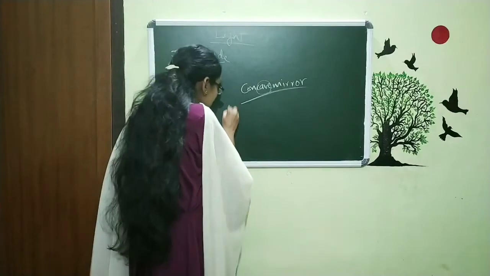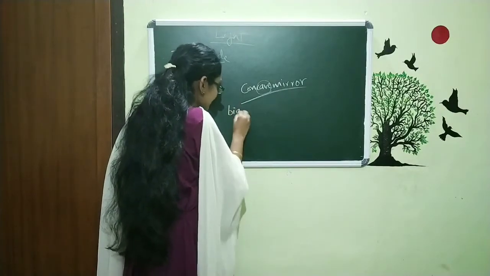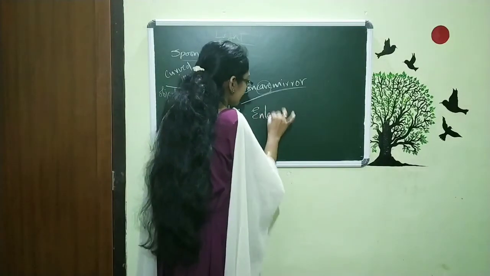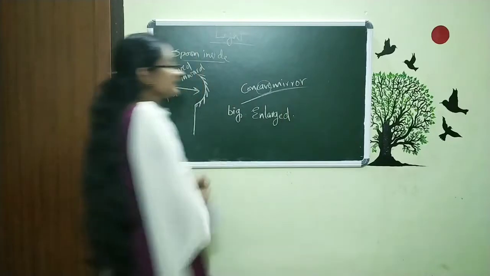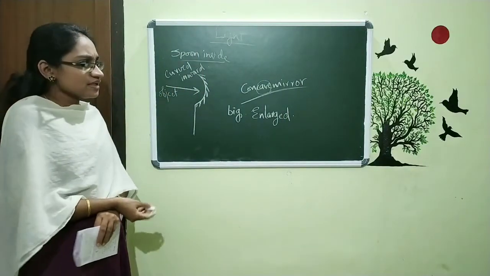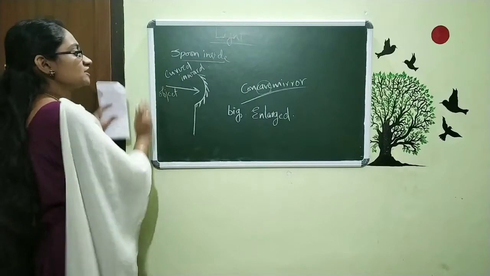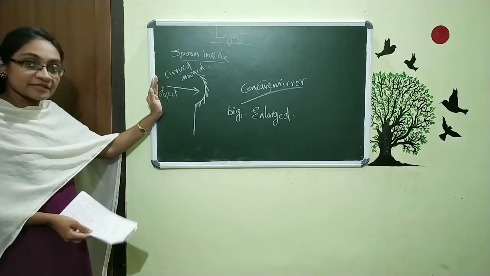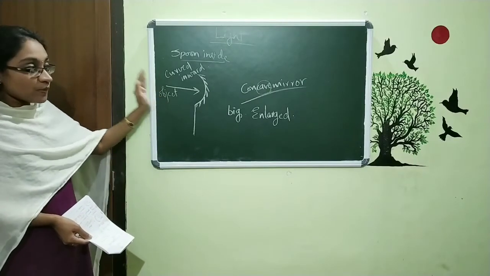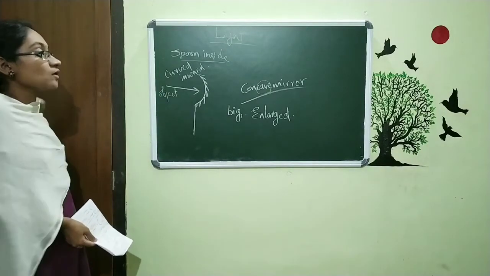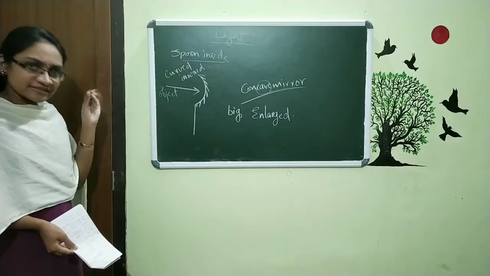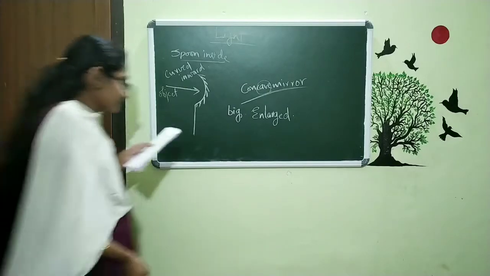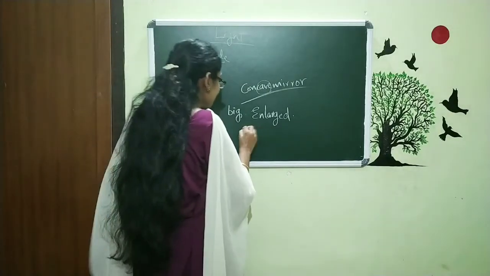Here, the formed image is very big, enlarged. In some cases, its size is different depending on the position of the object. For example, when I am placing the object here, I will get a particular size of the image. When I am placing it far away, I will get a different size of the image. We will discuss it later in detail.